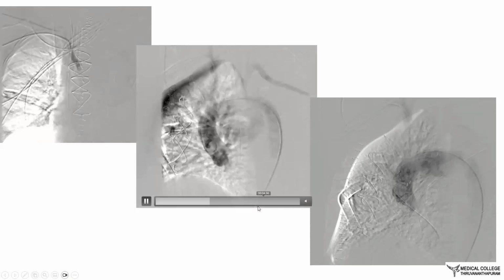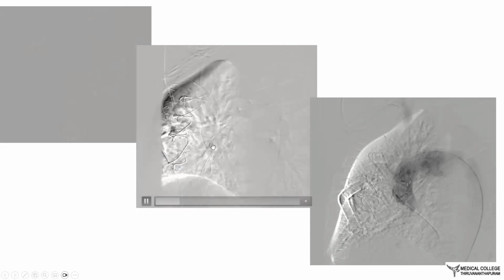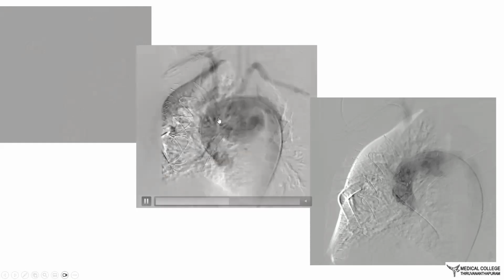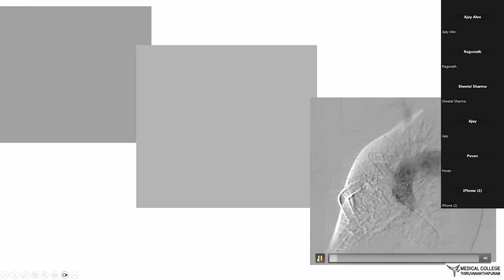And then through the femoral cut down, we put in a sheath. We put in a pigtail catheter and took the initial run. So this is the initial run that shows the aneurysm sac here. So this is the catheter and the wire that was placed as a marker for the proximal deployment of the stent graft. So this wire is the landmark for your ascending aortic bypass.